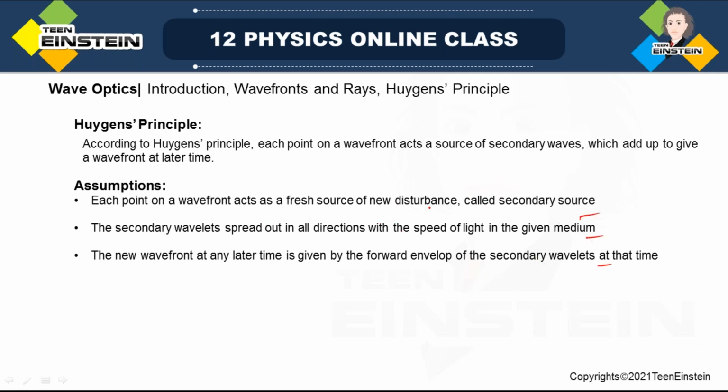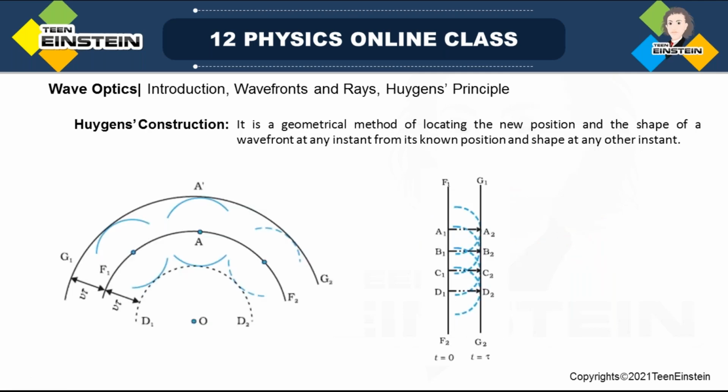So what was the assumption? That each point on the wavefront will act as a secondary source, and the secondary waves which are produced are called secondary wavelets. And the secondary wavelets spread out in all directions with the speed of light in the given medium.